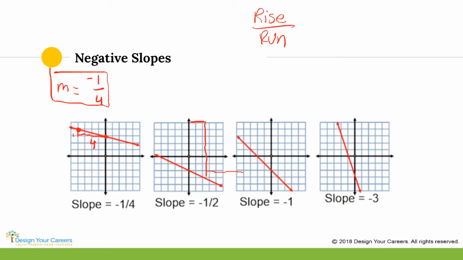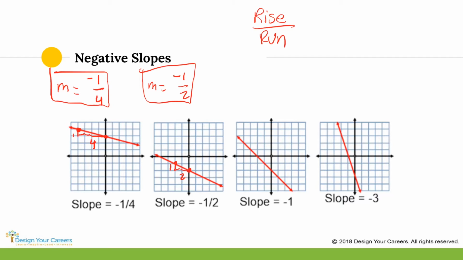Good. And it is the same exact thing for the second one. I'm going to pick this point over here and this point over here. I'm going down 1, going to the right 1, 2, so 1/2. Because it's a negative slope, negative 1/2.